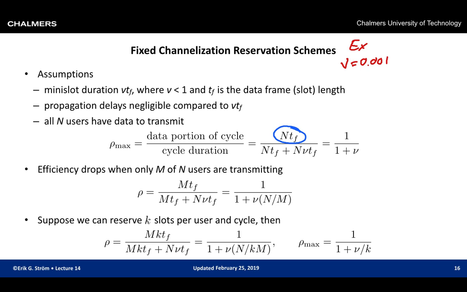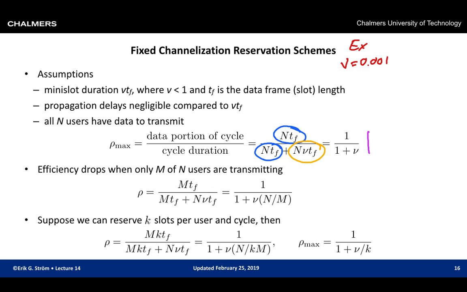And then the total consists of the blue part and the reservation part, which is n times the mini slot time, which is n times nu times TF. If we divide by n and TF in the denominator and numerator, the end result is that rho max is 1 over 1 plus nu. Here we see that when nu is very small, we get a number very, very close to 1, which is the best we can ever hope for. Rho max can never exceed 1.